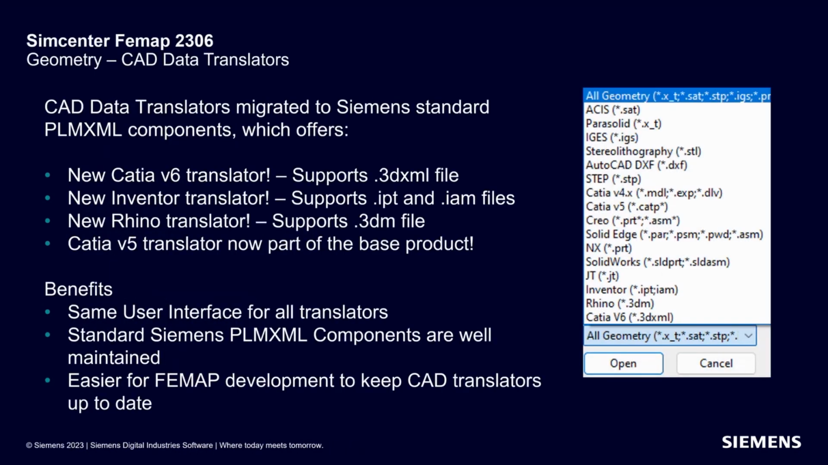For 2306, we added a bundled PLM XML component that Siemens now has. All of our geometry translators used to be individual things. Now it's all one bundle. What was nice about this is it's the same user interface for all of them. It's standard components and they're well maintained, and it's easier for us in development to keep these translators up to date. The other good part is that we now have a CATIA V6 translator, an Inventor translator, and a Rhino translator. And the CATIA V5 translator is now free. So if you paid for it all those years, sorry, but now it's actually free.